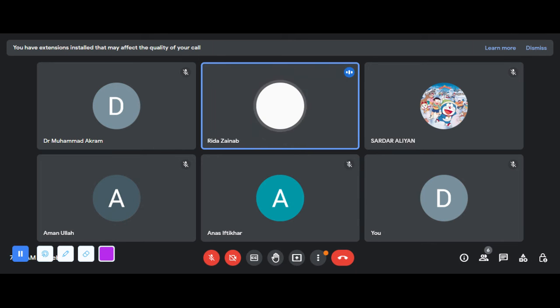And the last investigation is the X-ray abdomen. Plain X-ray abdomen shows gallstones in only 10 to 20 percent of cases. So that's why this is not a useful investigation for the diagnosis of gallstones. And if we talk about the management of gallstones, it depends upon the clinical features of the patient.